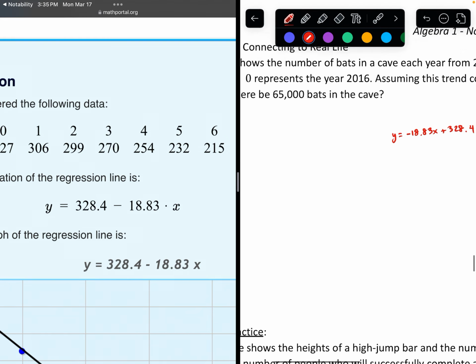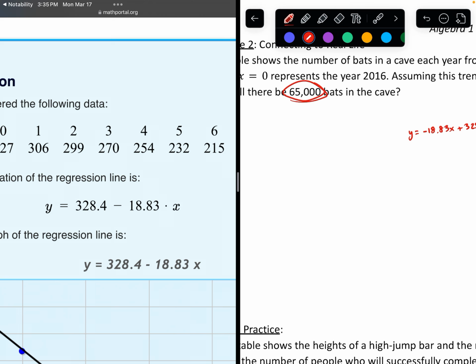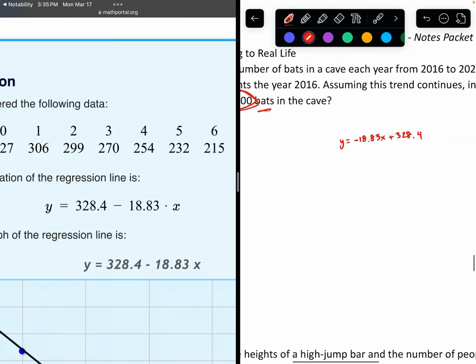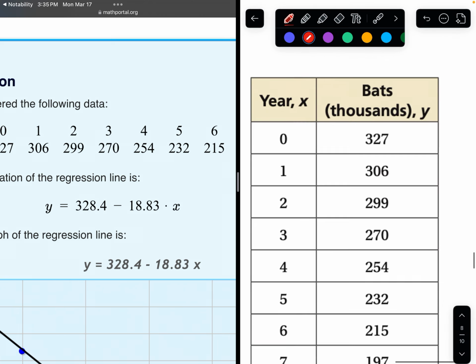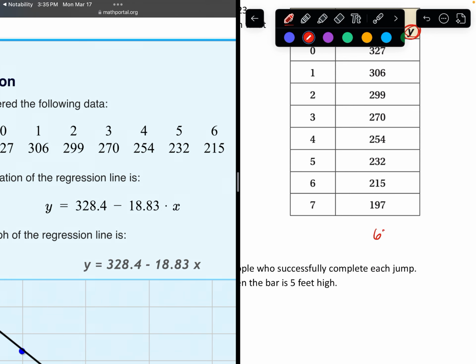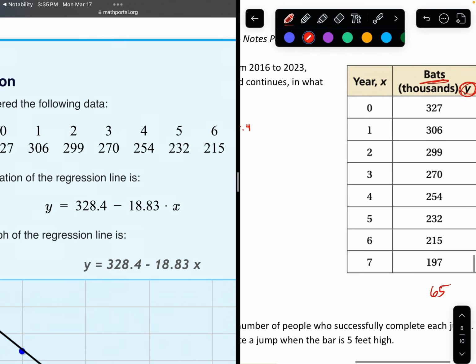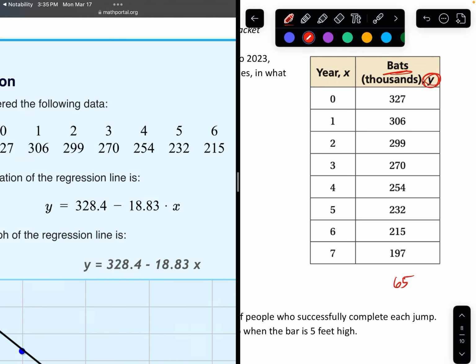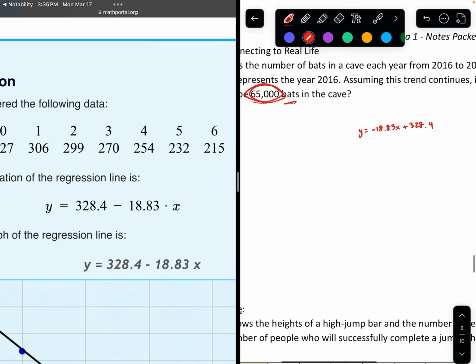All right, so how am I going to use this information to predict when there's 65,000 bats in the cave? Well, take a look at my units. My y units represent bats. So to figure out when it's going to be 65,000, I'm going to plug in 65 for y. I'm not going to plug in 65,000, just 65, because bats are already in thousands.